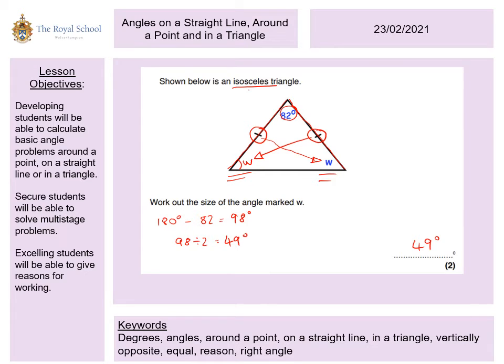Now, please do not write your working out like this. It might be how you do it in your head. You might say 180, take 82 is 98, and then half it to get 49, and 49 is my final answer. This would not give you the correct working out marks in an exam, because an equal sign should link equal things. And 180 minus 82 is definitely not 49.